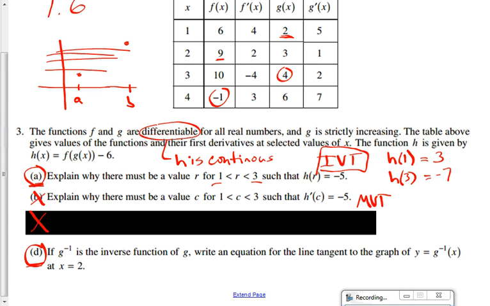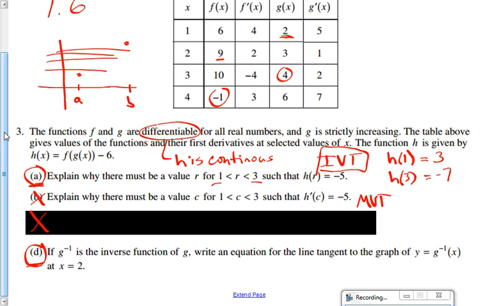So since h of 3 is negative 7 and h of 1 is 3, there must be an r such that h of r equals negative 5, because negative 5 is in between 3 and negative 7. Something like that is your defense there. Now we'll do the scoring guidelines in a minute on how many points that's worth.